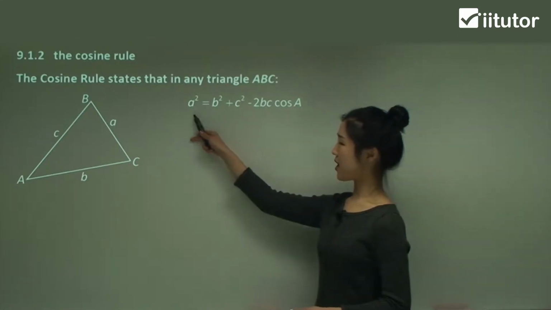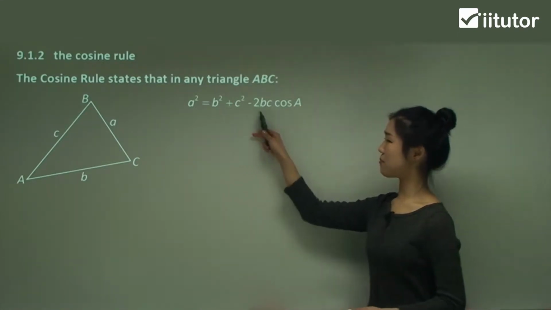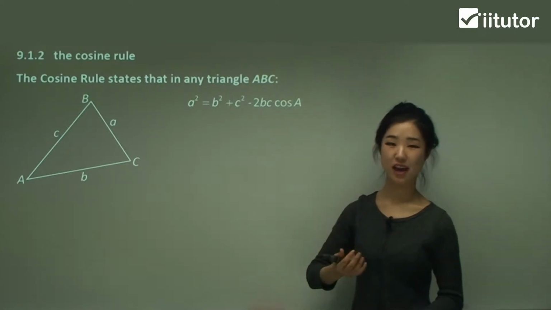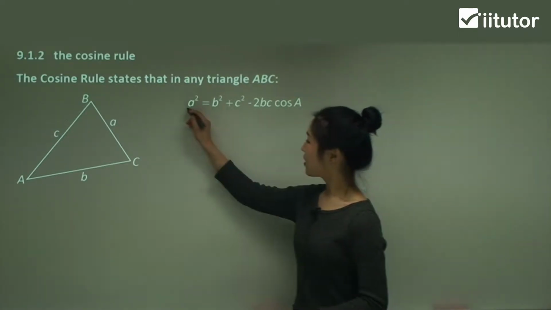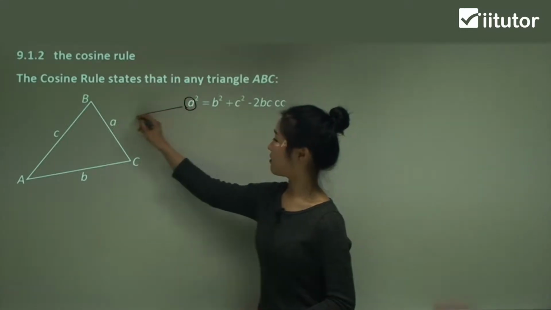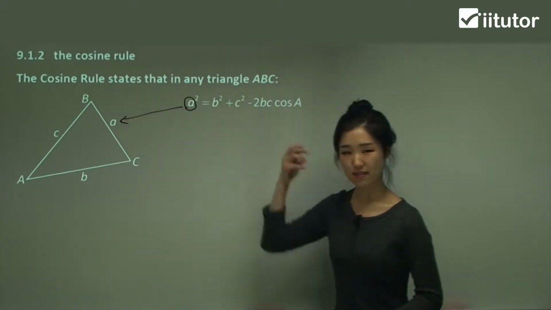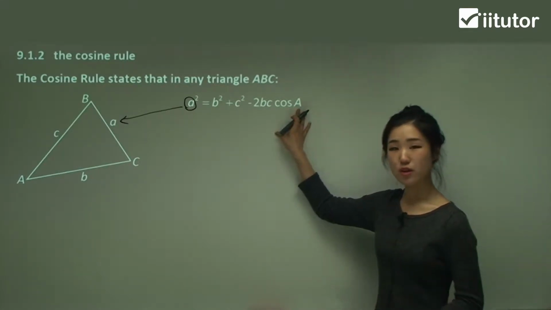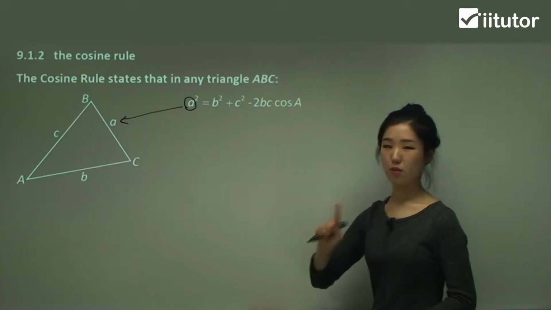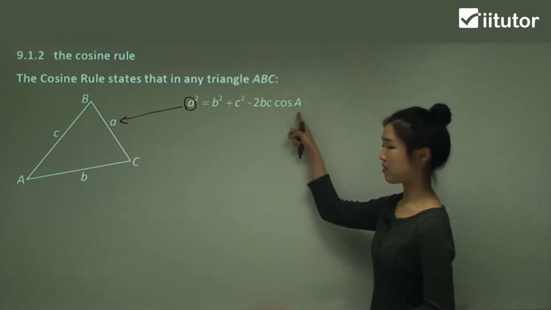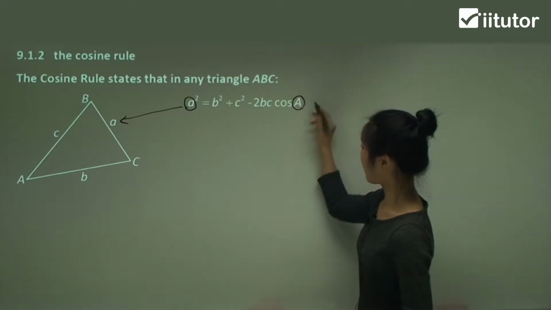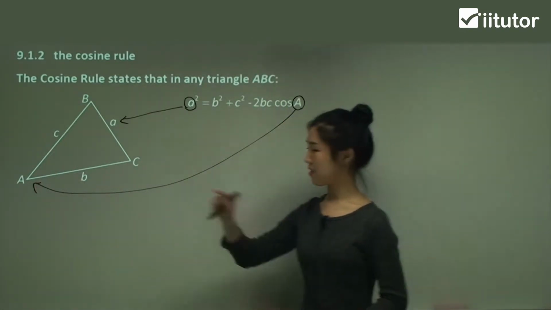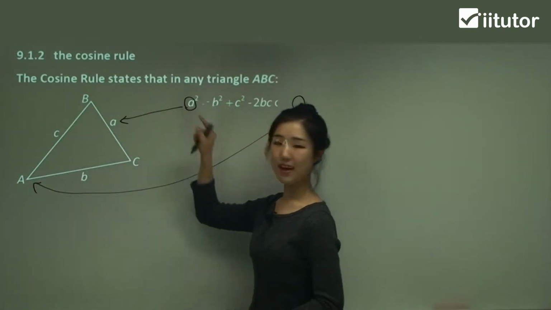Have a look. It's a squared equals b squared plus c squared minus 2bc, so 2 times b times c, times cos A, capital A. As you can see, this little a here is the side. So a squared is a side squared. And as you can see, we're using one angle. So with the cosine rule, we only need one angle, which is just A. And this angle A is that angle, the angle opposite that side that we used here.